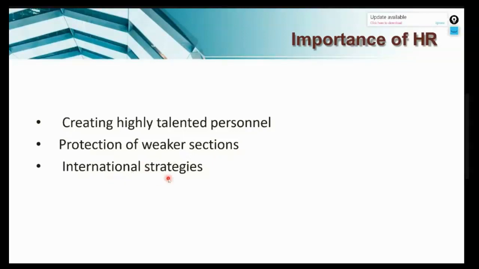And then the third one is your international strategy. So you will also want to expand in the future. You would like to do some import and export. You would like to expand into a new country through franchising, through licensing.